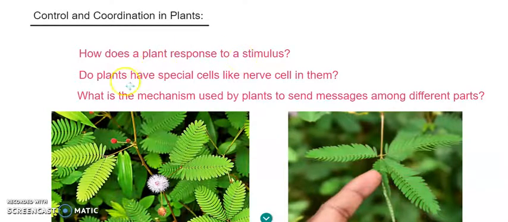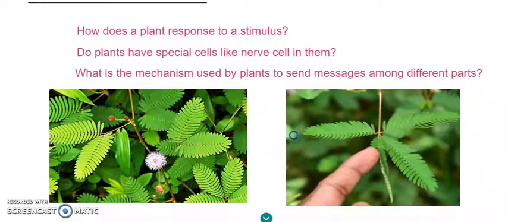Second, do plants have special cells like nerve cells in them? And if they do, or if they do not, then what is the mechanism they are using to send messages among different parts? As far as we know, plants do not have nerve cells in them. So what is the mechanism that they follow to pass on messages from one end to the other end?